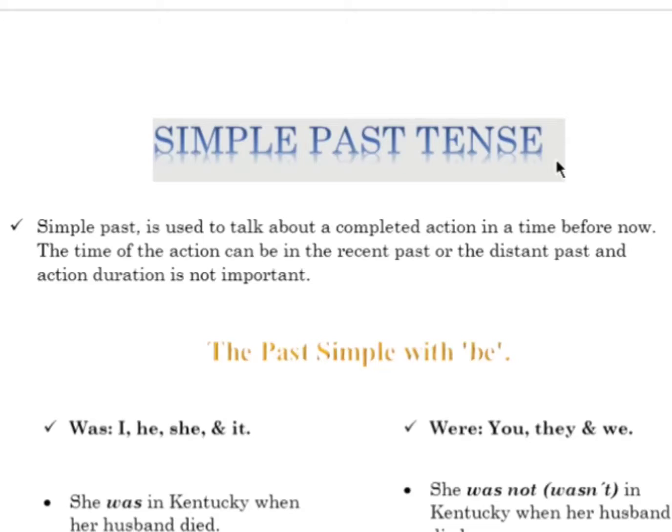Simple past tense. In today's class we are going to be studying the simple past. The simple past is used to talk about a completed action in a time before now. The time of the action can be in the recent past or the distant past, and the action direction is not important.